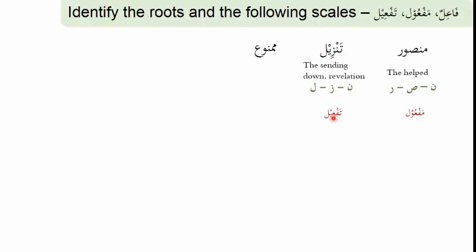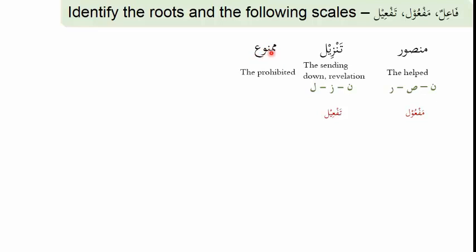Okay? Then we have mamnu'un. Mamnu'un, which means the prohibited. The thing that is prohibited, right? Now, here we have two mims. So this is not the problem. The first mim, because this is mamnu', it has an extra waw, so we know that's added.